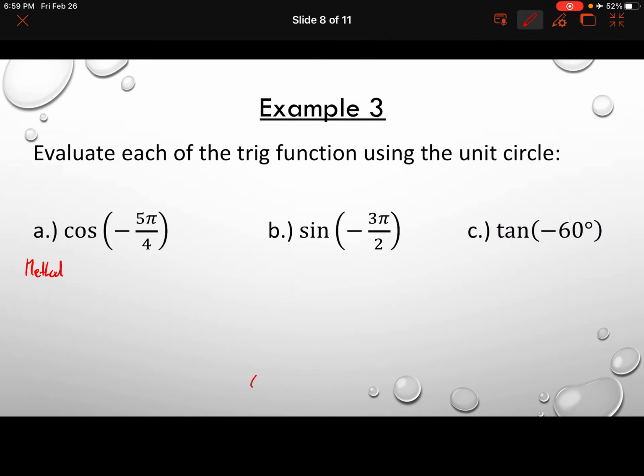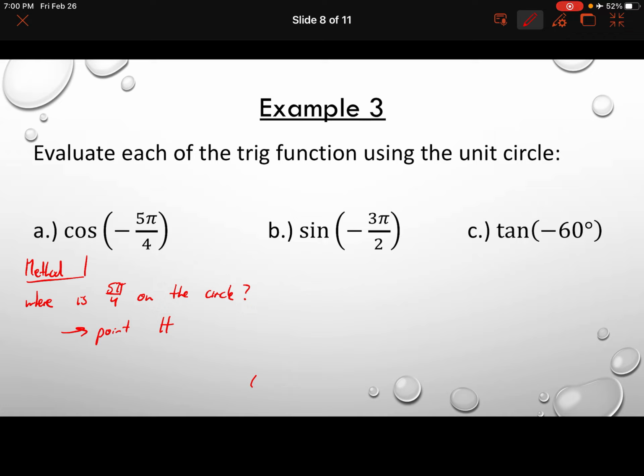Let's try method 1. So where is positive 5 pi over 4 on the unit circle? Okay, so you would look it up. You would look up where positive 5 pi over 4 on the unit circle is, and hopefully you would see it is point, let's see, A, B, C, D, E, F, it would be point H on the unit circle.